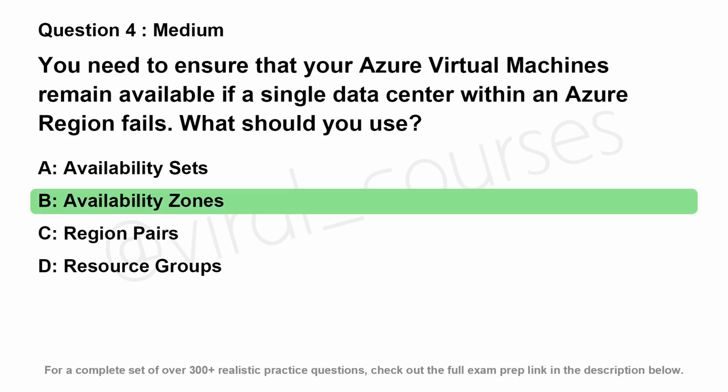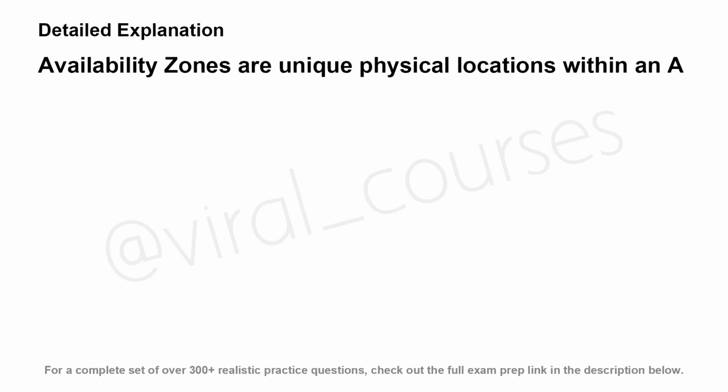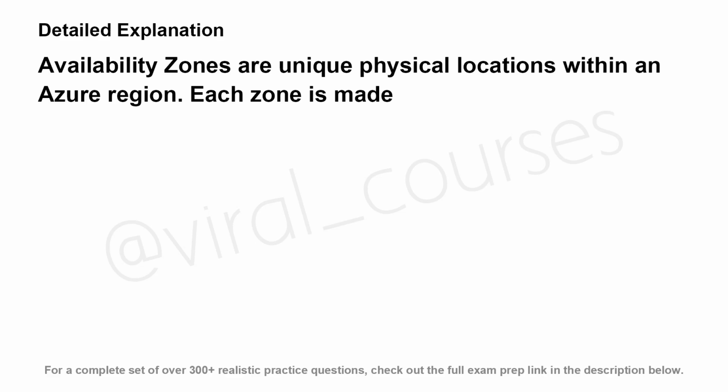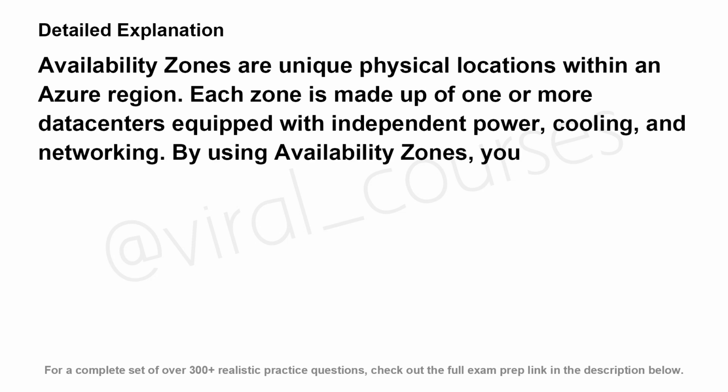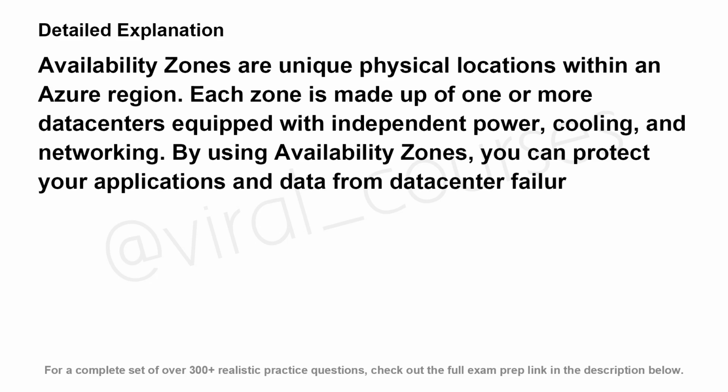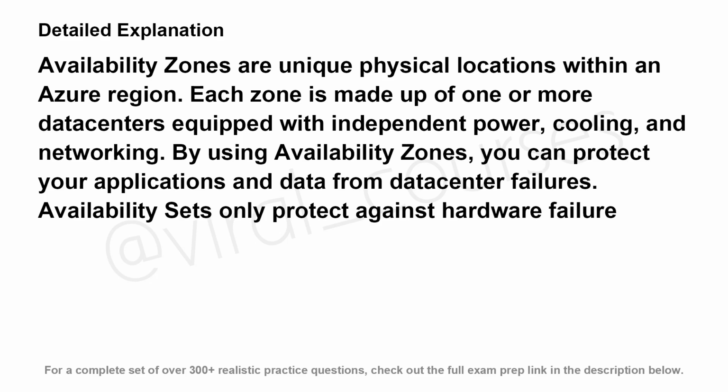The correct answer is B. Availability zones are unique physical locations within an Azure region. Each zone is made up of one or more data centers equipped with independent power, cooling, and networking. By using availability zones, you can protect your applications and data from data center failures. Availability sets only protect against hardware failure within a single data center.